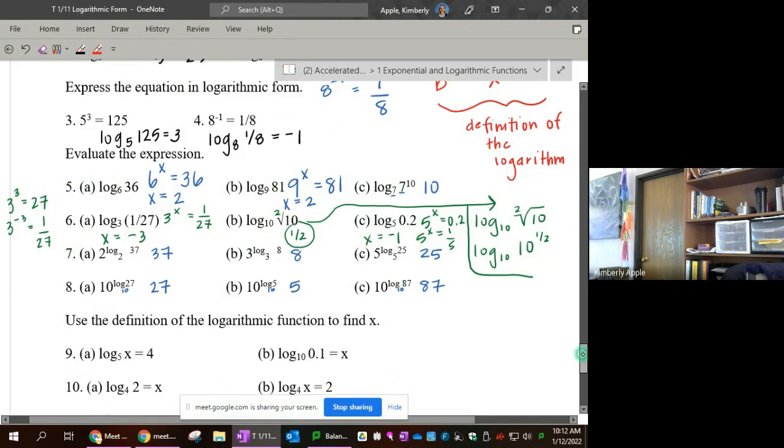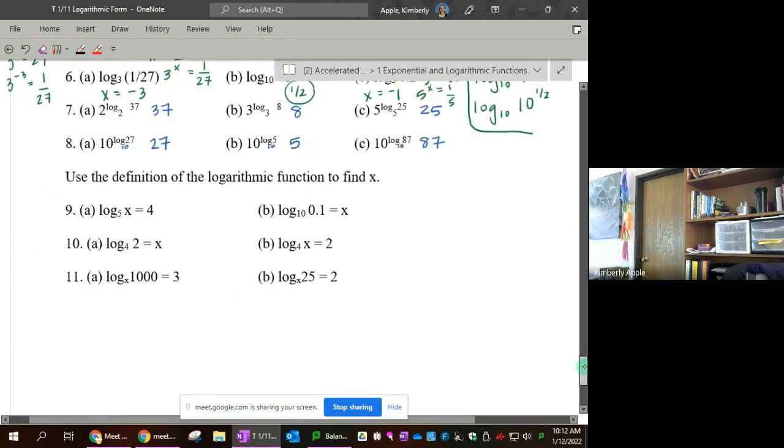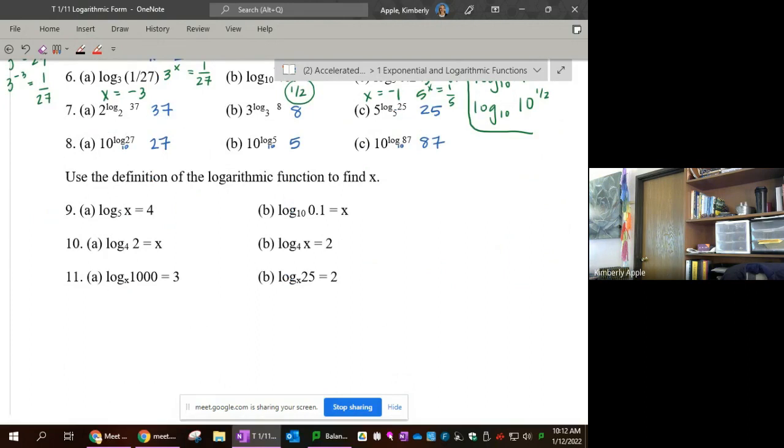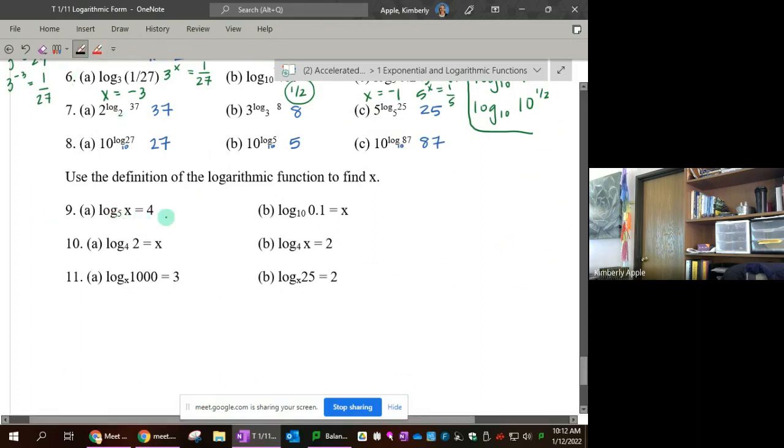All right. Let's do these last ones. These last ones specifically use the definition, which is rewriting as an exponential to find the x. So this would be 5 to the 4th power equals x. Whatever 5 to the 4th power is, it's 625, so that's my answer.